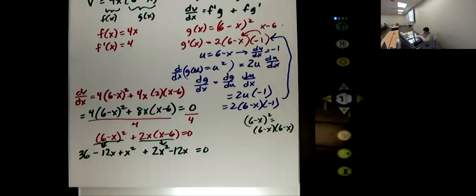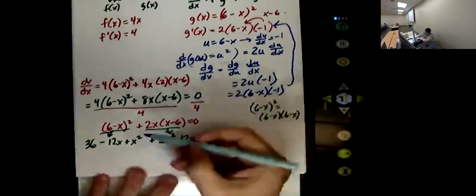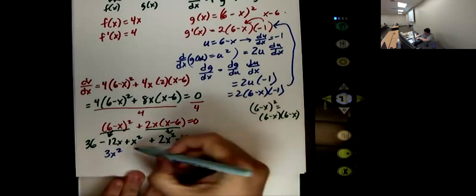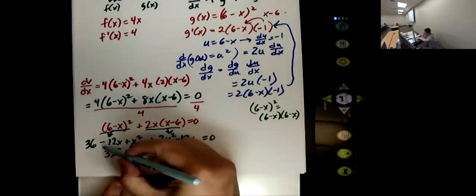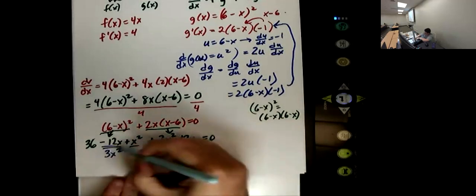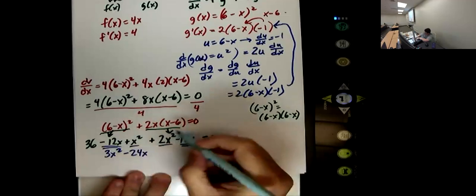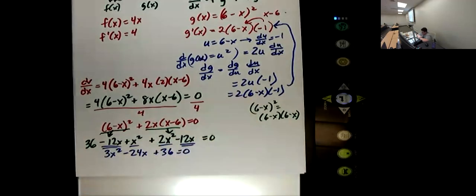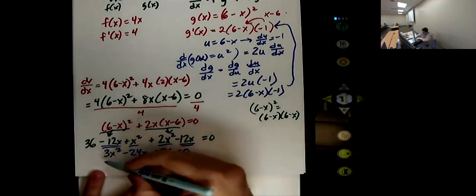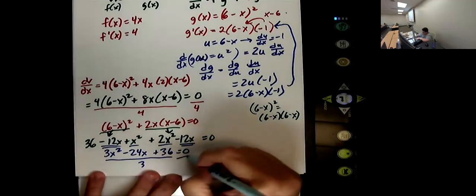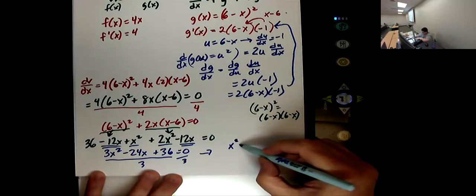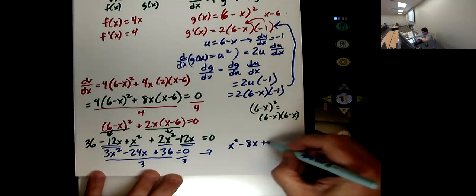All right. Let's group that together. I got 3x squared, I've got negative 24x plus 36 equals 0. These are all divisible by 3. Got x squared minus 8x plus 12.